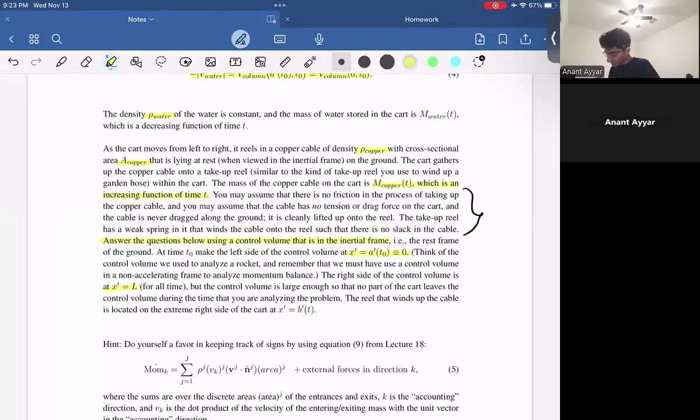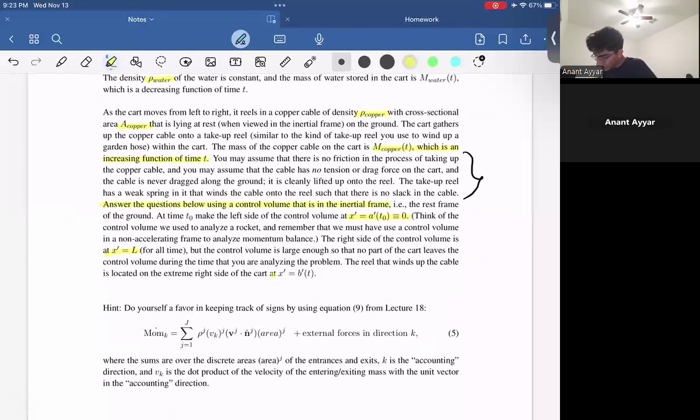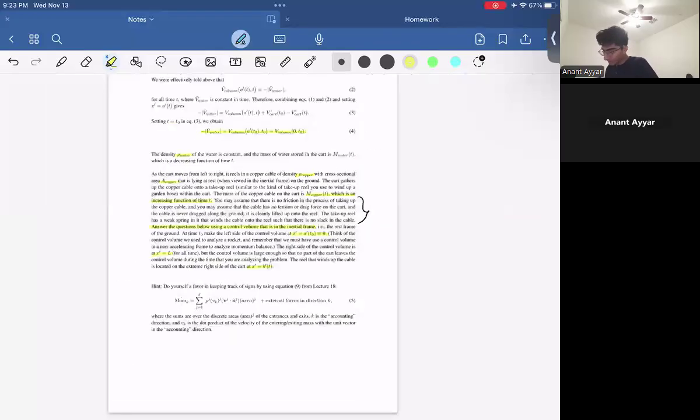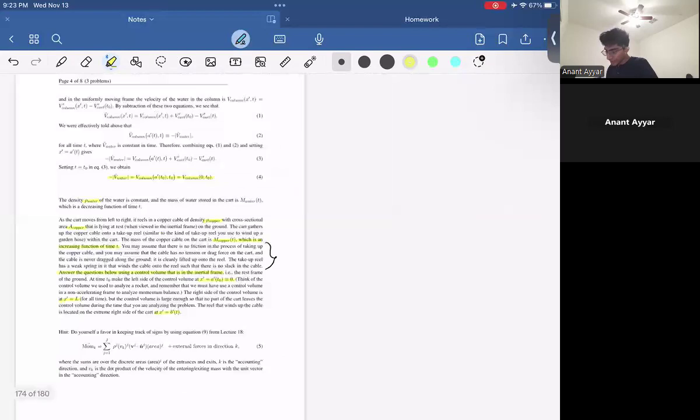The other thing you've got to see is that the right side of the cart is B prime of t, and the left side of the cart is A prime of t. So those are the main things to take away from the actual problem, and now we can go over to the questions.